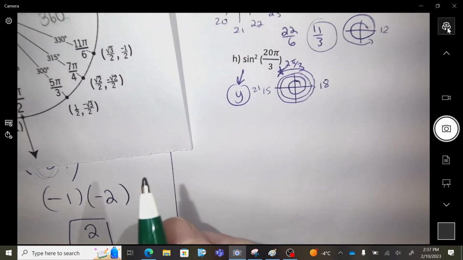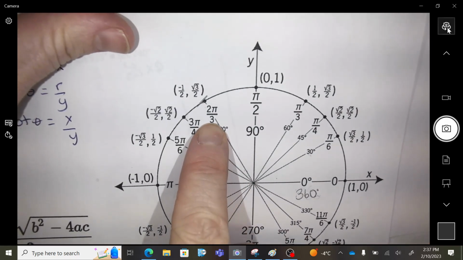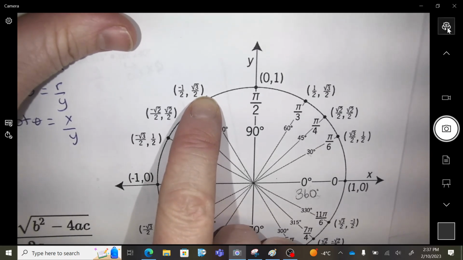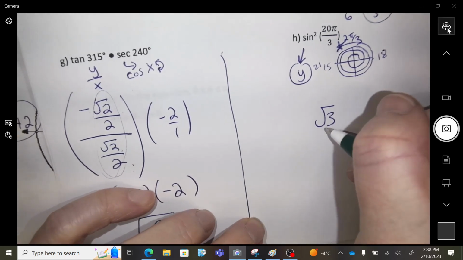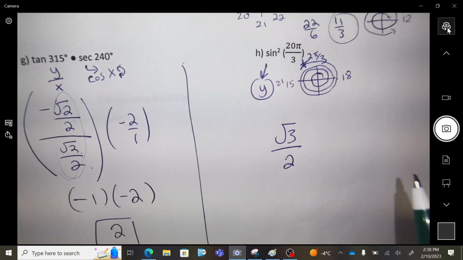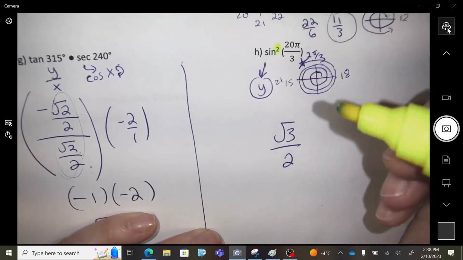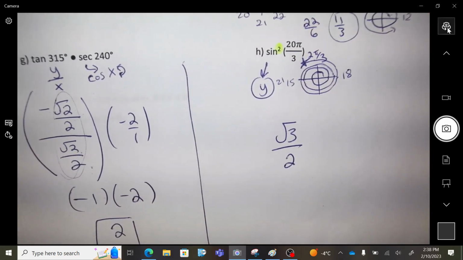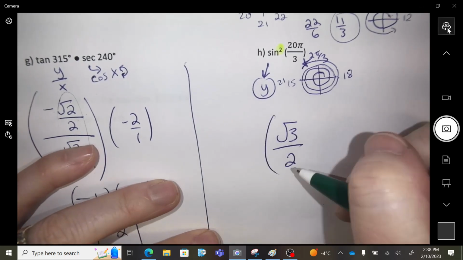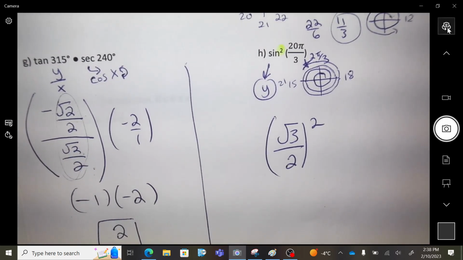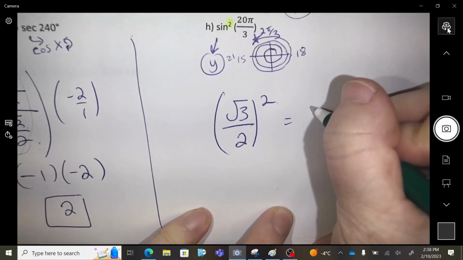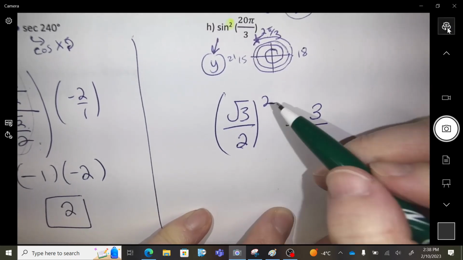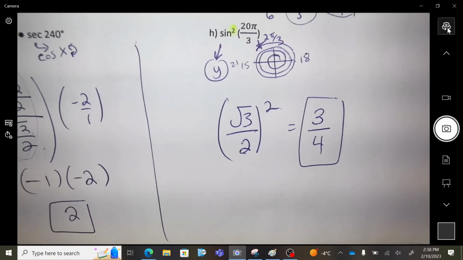Okay, so that's where we're looking. 2 pi over 3 and grabbing the y. So that is root 3 over 2. But there's some math involved. It says I have to figure that out and then square it. What is the trig value squared? So what happens when we square a square root? Just goes away. And then 2 squared, so that's 3/4.